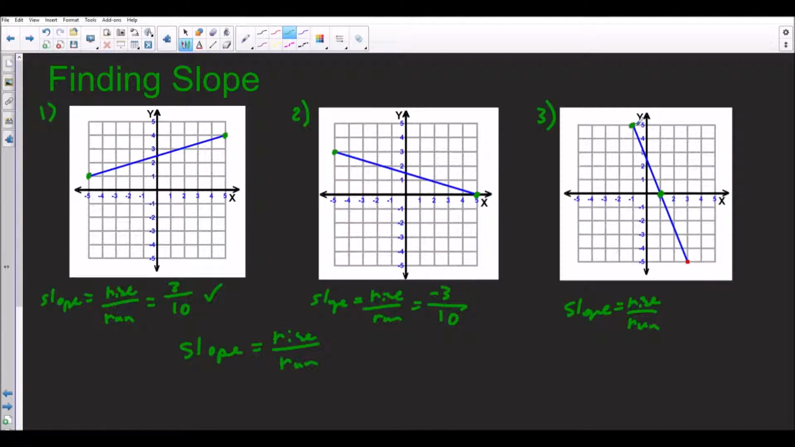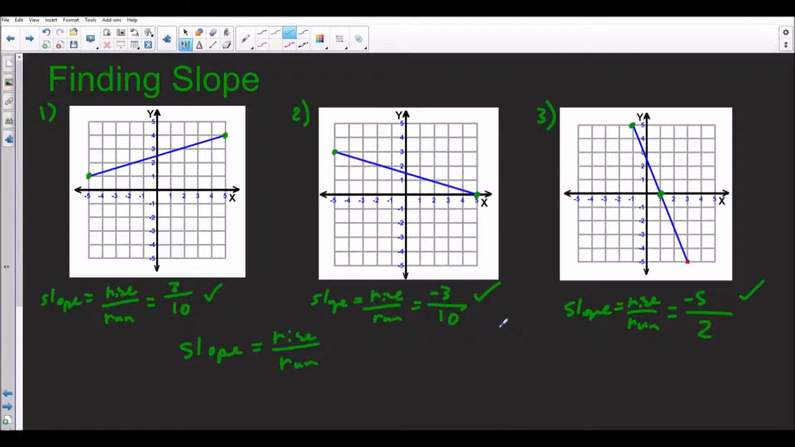Let's see here. So our rise, and it doesn't go up, does it, from here to here? It goes down. So we're going to count our rise is 1, 2, 3, 4, -5, because it goes down 5 from this point to this point. And then our run is going to be 1, 2, because it goes over 2 from this point. So it's going to be -5 over 2. And that's good for our slope.